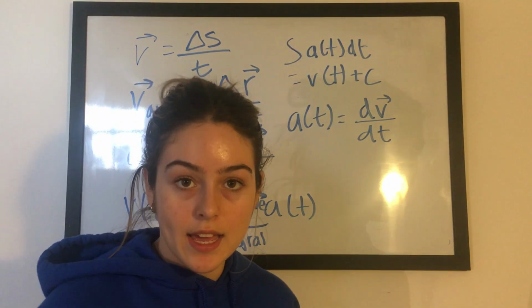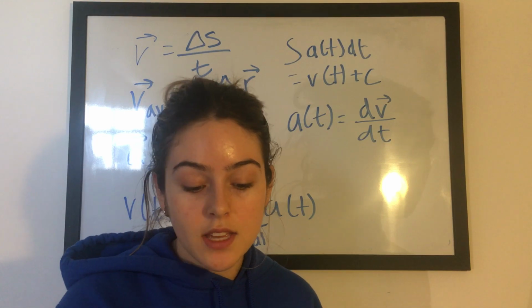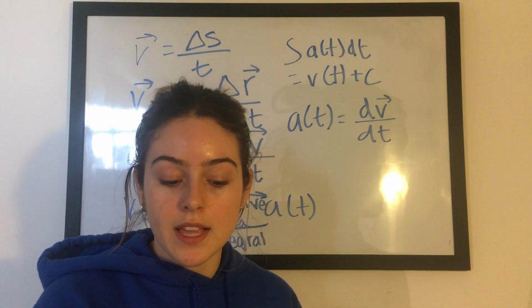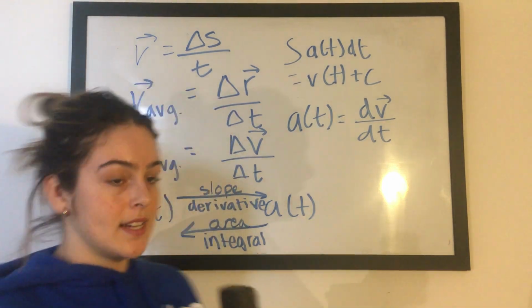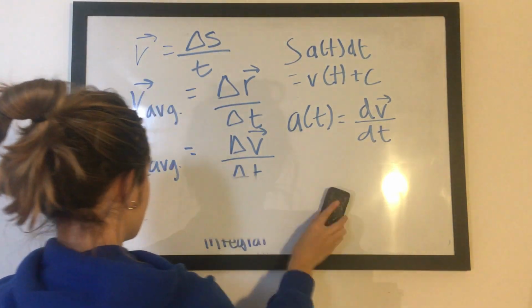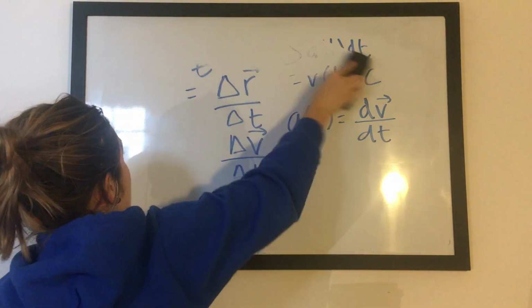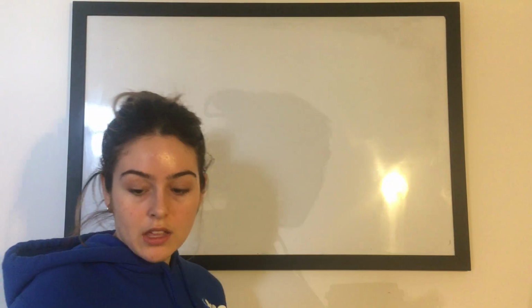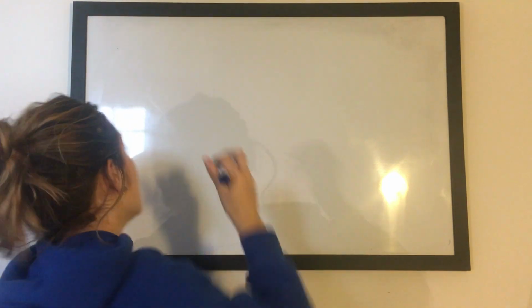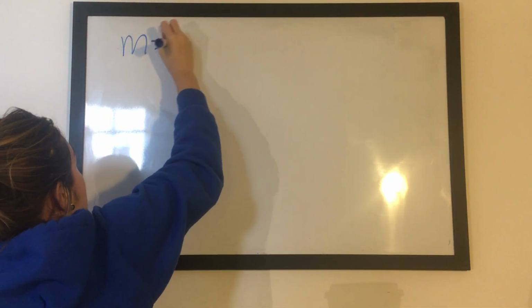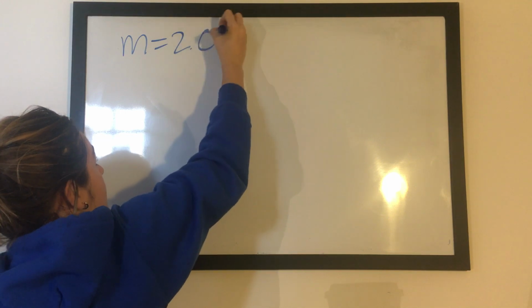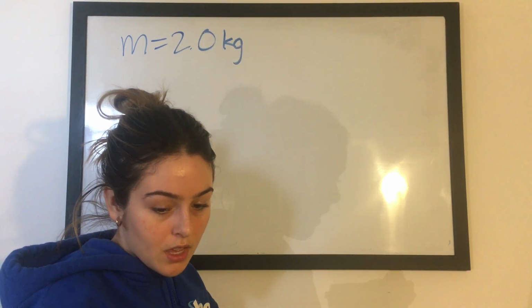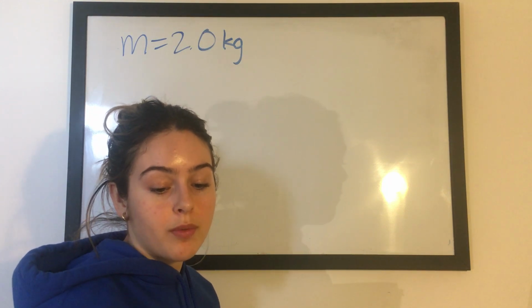So now we're going to look at a specific example from an AP exam. I'm going to read the question first. A ball of mass 2.0, I'm going to write down the information as I read it. So from the question we get that a ball of mass m is equal to 2.0 kilograms. It is thrown directly upward from the top of a building.